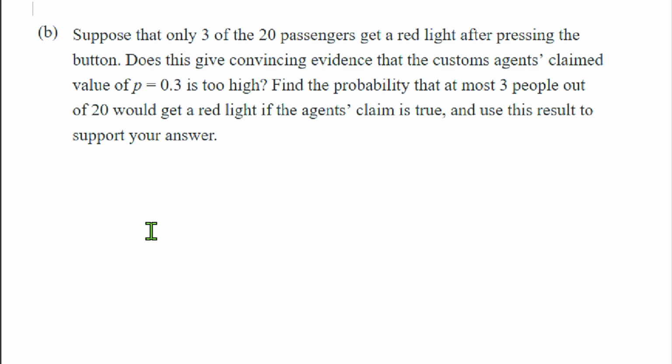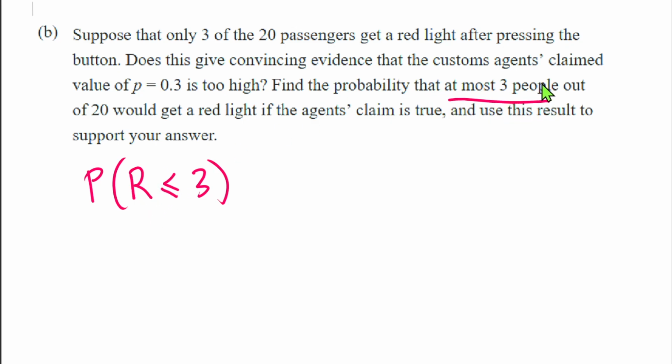This is a good little question. It's asking, find the probability that at most 3 out of 20 people would get a red light. So what they're really asking for is the probability that X is less than or equal to 3. Whoops, not X, right? What were they using? They were using R. Must have been for the number of red lights. So the probability that the number of red lights is at most 3.